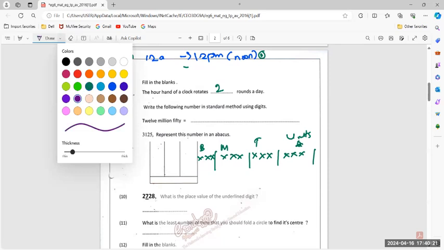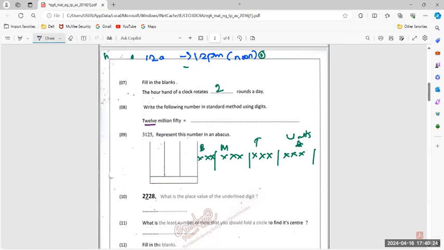So this is 12 million, right? For the million side, it has to be 12 million and 50. So 50 comes here. 50 is 50. All the others are zeros. So 12,050,000 means 12, then 3 zeros, 1050. Not 10, just a 0.